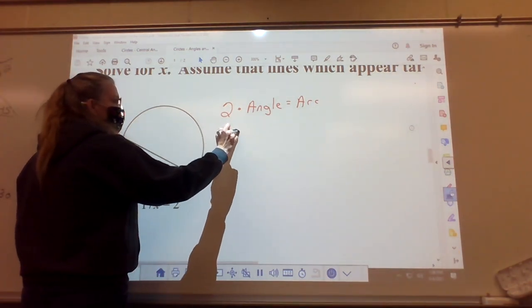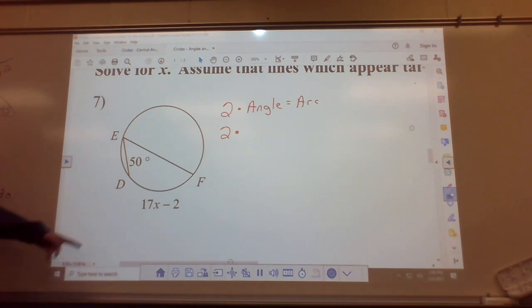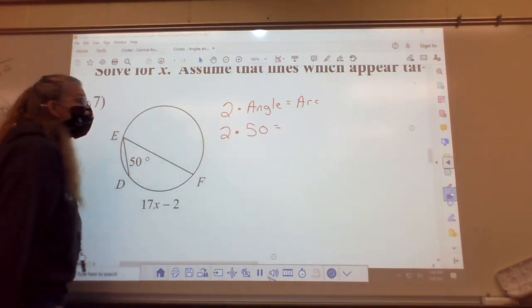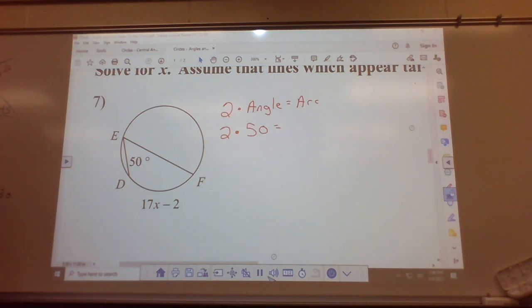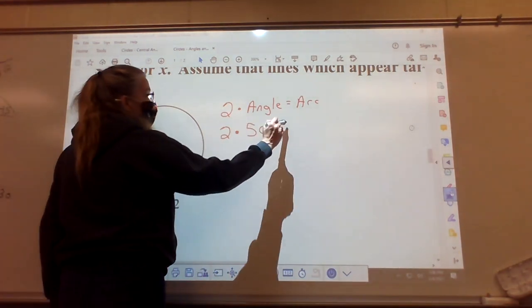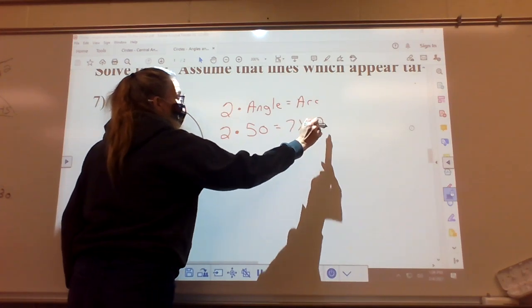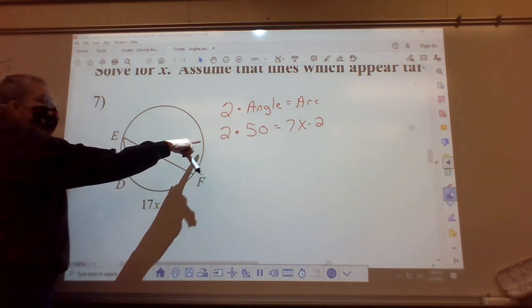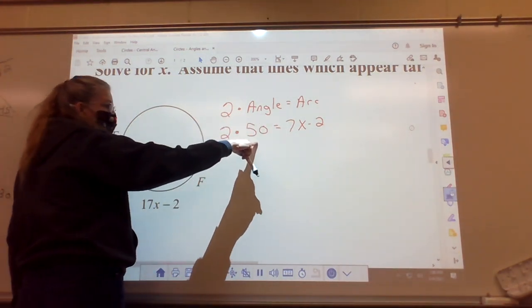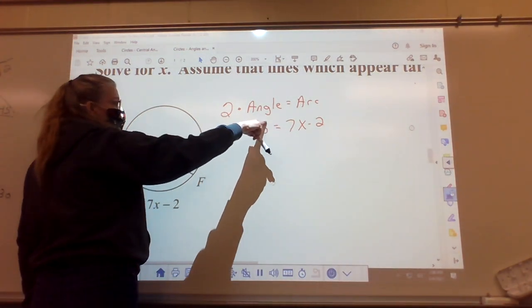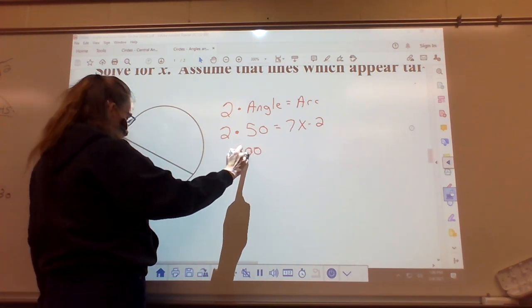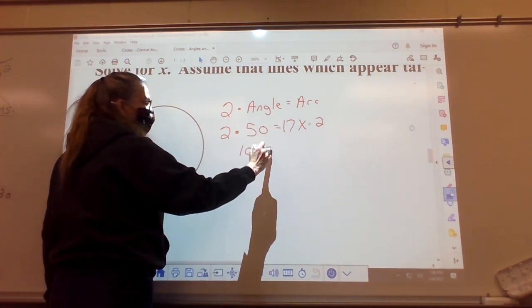So 2 times the angle. Do I know an angle? 50. So I can stick a 50 in there. Equals the arc. Do I have something to represent the arc? 17x minus 2. Well, now I just got to solve this thing. Go ahead and multiply this side. So 2 times 50 is 100. It's 17x.